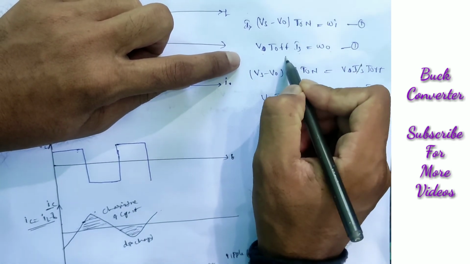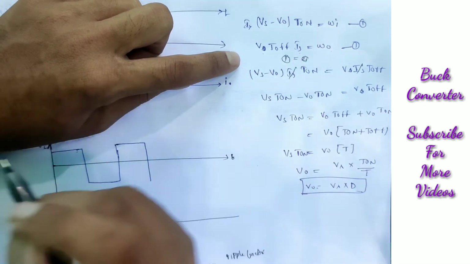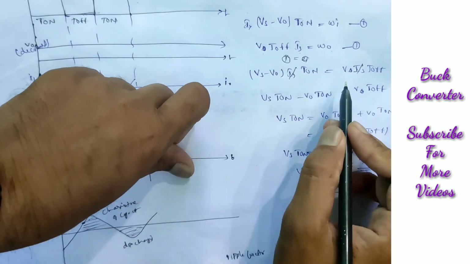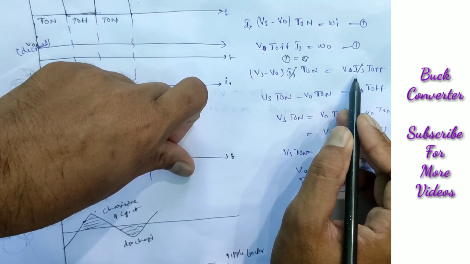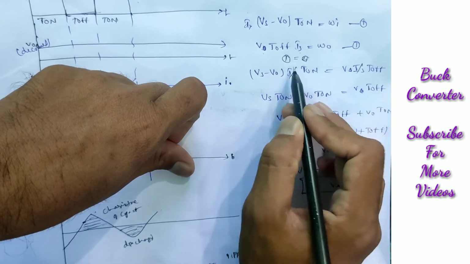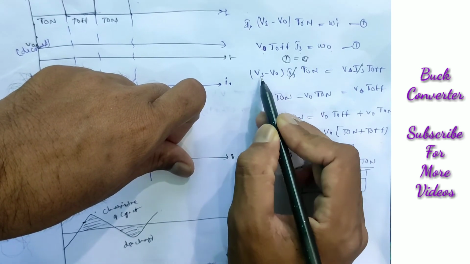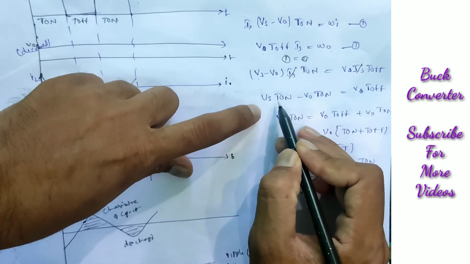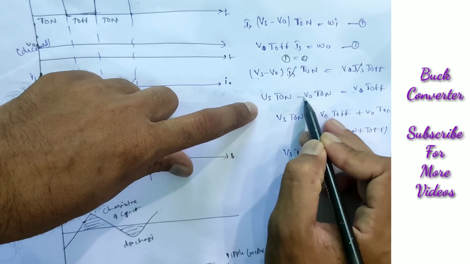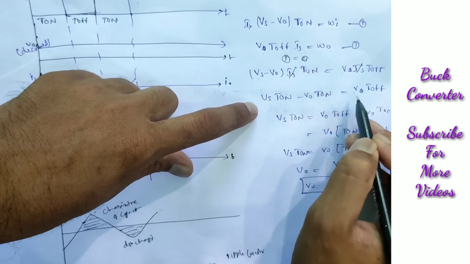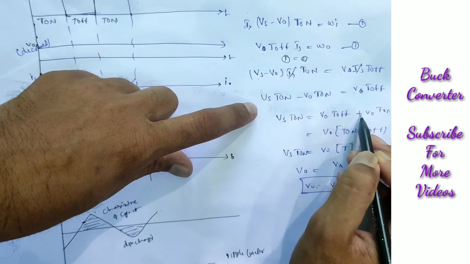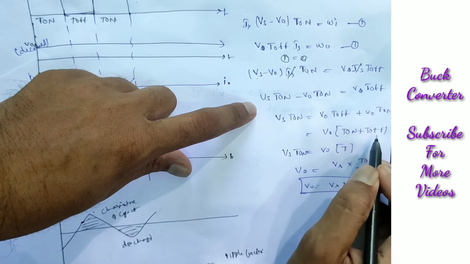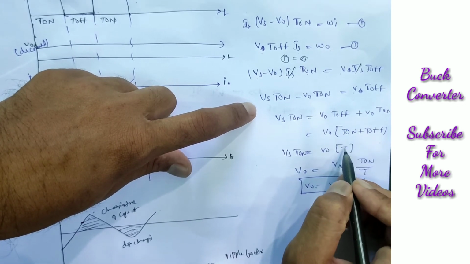Then equate equation 1 equal to equation 2. In this case, Vs minus V0 into Is into T on equals V0 into Is into T off. Is gets cancelled, then Vs T on minus V0 T on equals V0 into T off. Then Vs T on equals V0 T off plus V0 T on, then taking V0 common, V0 into T on plus T off. T on plus T off equals T, the total time period.